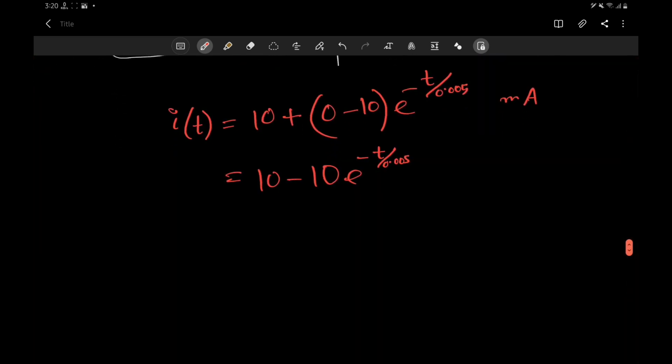So this is your equation for the time, and again if you plot it, you'll see that the current starts from 0 and slowly creeps up to 10 milliampere in this example. Okay, so that's the equation, and this is basically how we are going to do all of these transient analysis problems.